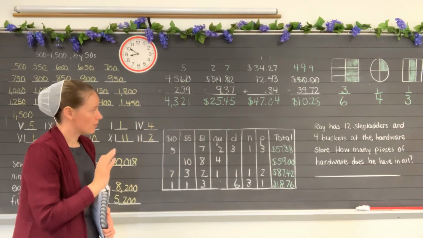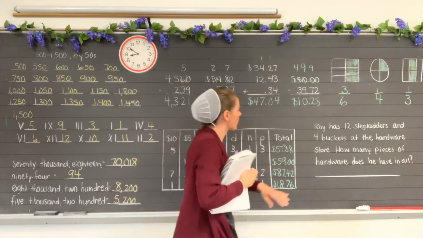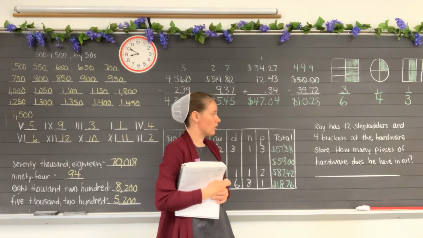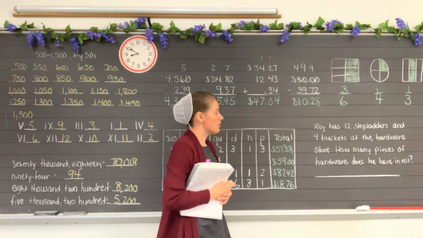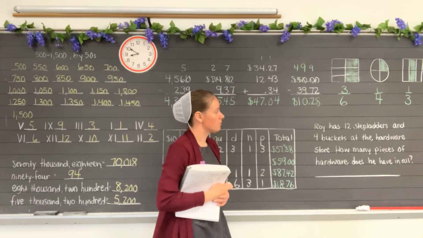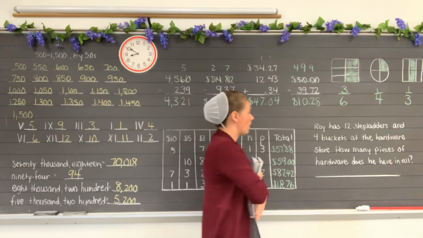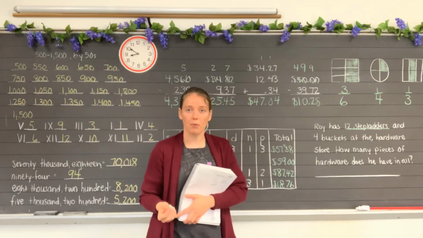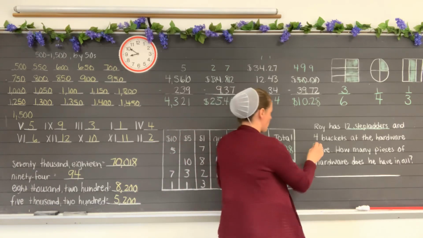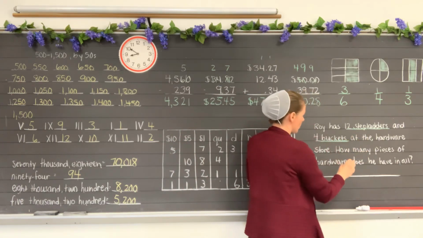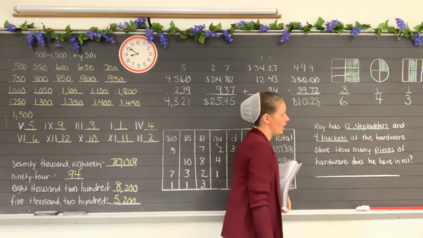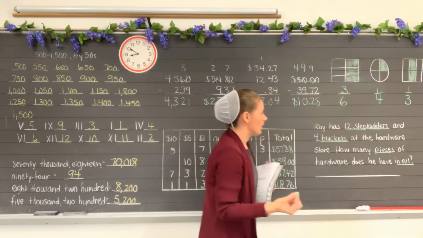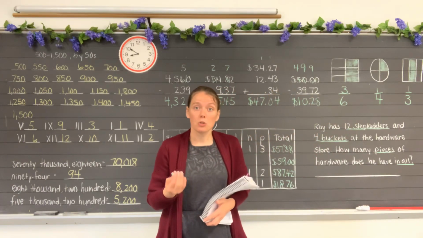Okay, so let's read the story problem here now. It says, Roy has 12 stepladders and 4 buckets at the hardware store. How many pieces of hardware does he have in all? Okay, so we'll underline our numbers, and they were talking about stepladders and buckets. So 4 buckets. So they have pieces for the last label, and in all you need yet. So when you're finding in all, you just simply add 12 plus 4.